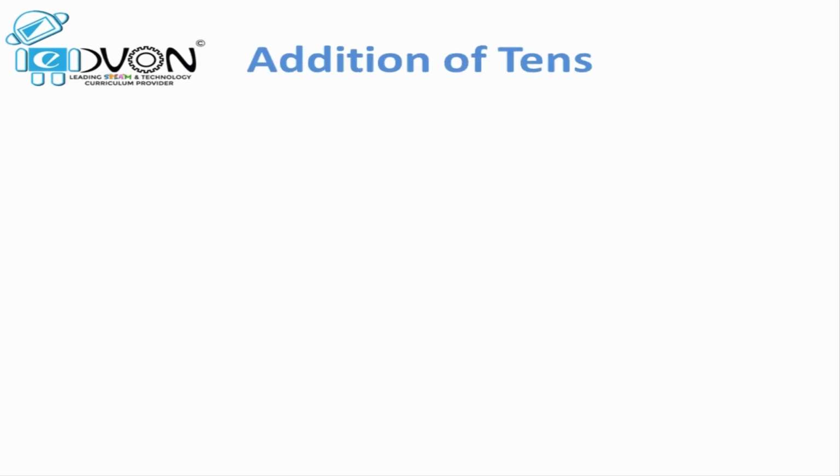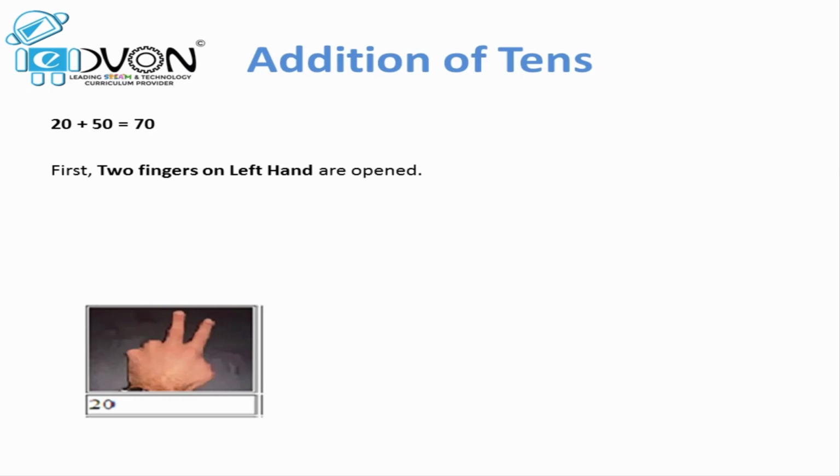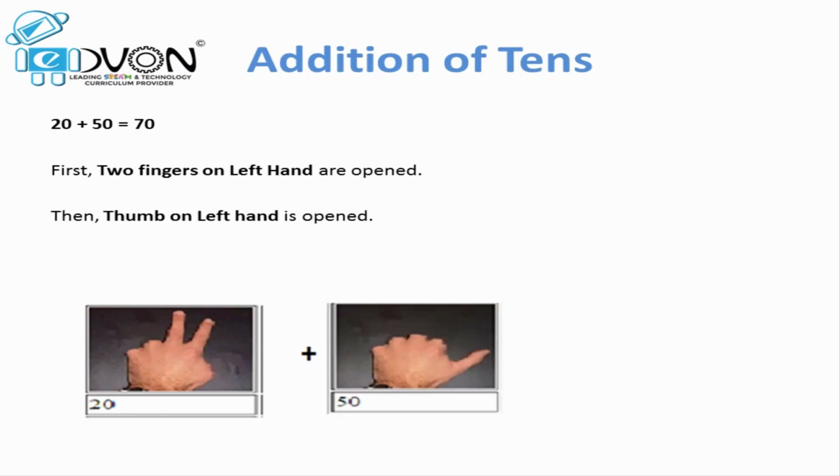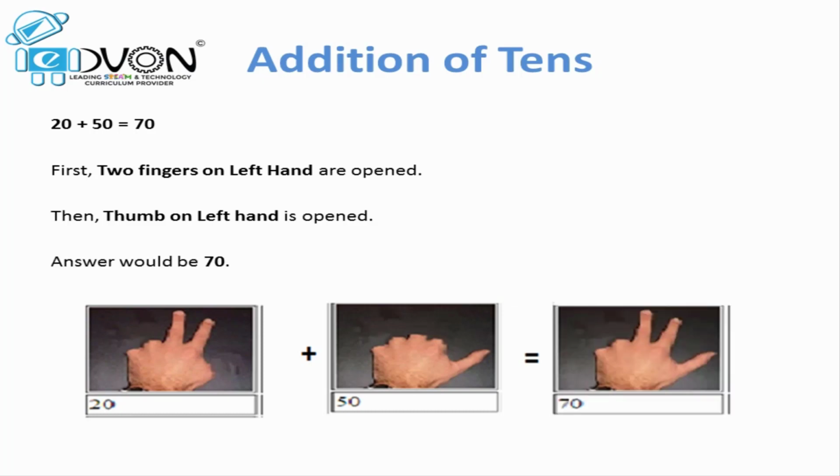Let's start adding tens on the left hand. Let's see our first example. The first question is to add 20 and 50 together. How will we do that? First, we will open 2 fingers on the left hand to represent the value 20. Now we will place 50. Our thumb on the left hand represents the value 50. So we will open the thumb. As a result, we get thumb and 2 fingers on the left hand, which represents the value 70. So our answer is 70.